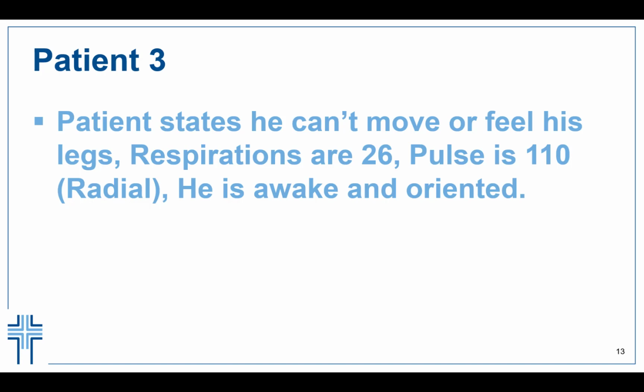Our third patient states he can't move or feel his legs. Respirations are 26, pulse is 110, radial, he's awake and oriented. What are we thinking on this one? Well, he can't move or feel his legs, right? So he's not going to be a green. He's unable to ambulate. We're going to call him a yellow. He has some issue there, a spinal issue possibly, or something else going on. And right now, at this moment, he's going to need a stretcher to be able to move him.